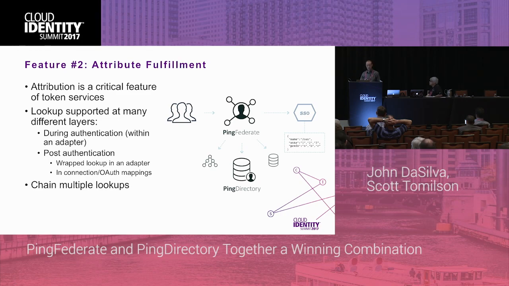Now, attribute fulfillment can happen at many different layers in PingFederate. It used to be that you had to do this inside of your connection. We've changed that model a few releases ago where you can centralize it more inside of adapters or in your authentication policies. So it's at one central place you can do that, and then you can really benefit from that across many different connections without having to define those lookups again and again. So that could be during the authentication, or it could be actually after the authentication, wrapped around the adapter or in a connection or in your OAuth mappings that are essentially shared across many different clients.